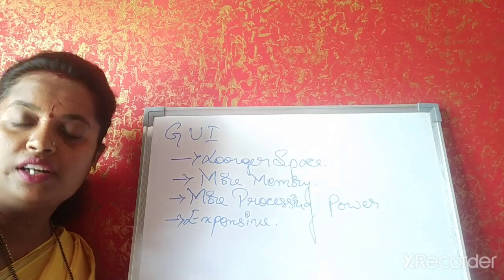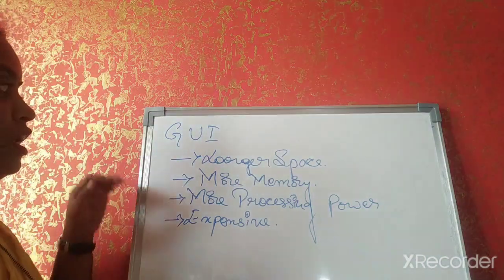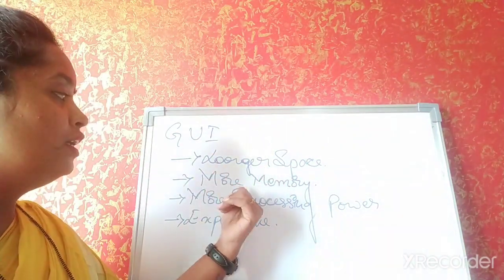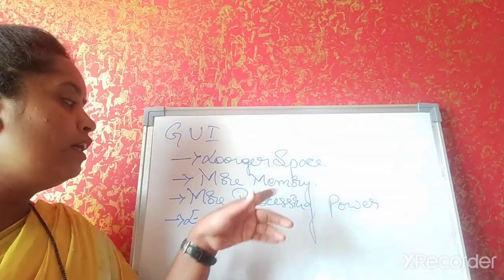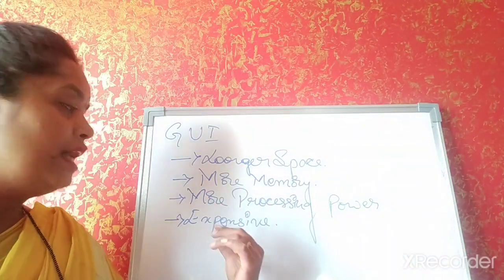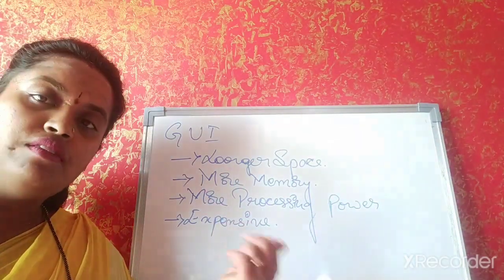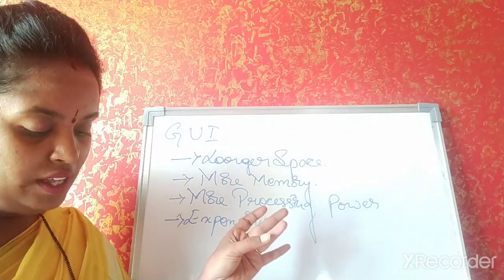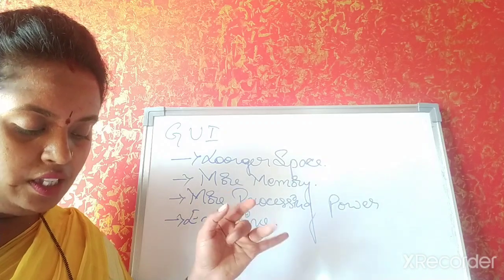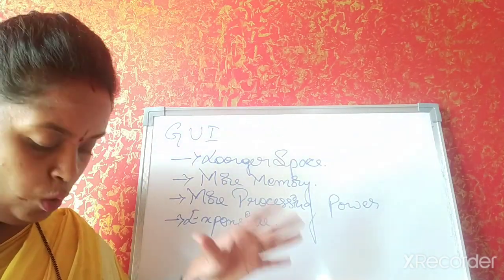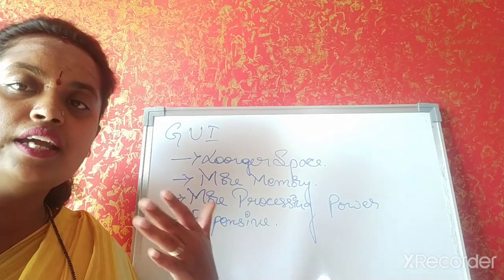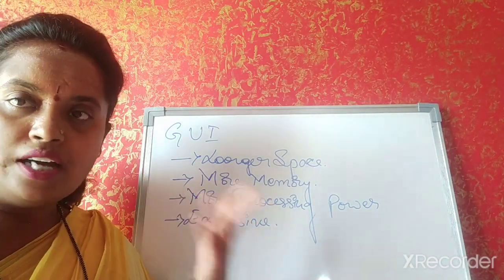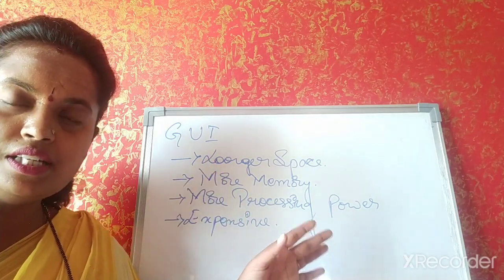So let's repeat, children. I want everybody to repeat with me. GUI disadvantages are they take larger space, they take more memory and more processing power, and they are expensive. What are the advantages? Easy to use. There is no need of writing the commands. No complicated commands. It finds its own way to explore. It lets you exchange data from one software application to the other. Understood, children? The advantages and disadvantages? Fine.